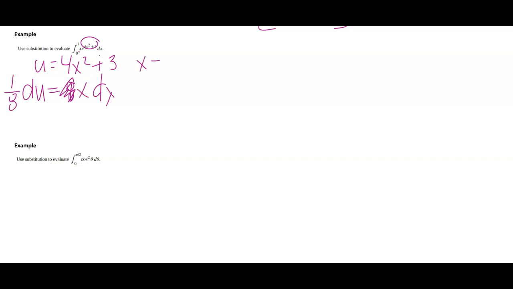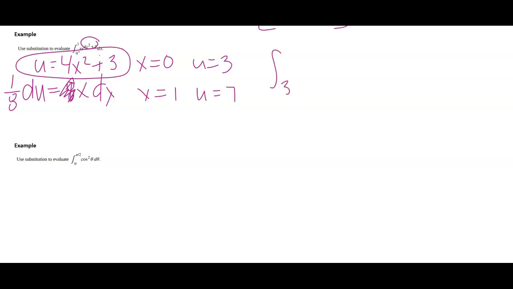Now again, when x equals 0 and I plug that in, u equals 3. And when x equals 1, it looks like u is equal to 7. I'm plugging into this piece right here to find those new bounds. So I'm going to integrate from 3 to 7, e to the u. And then in place of x dx, I'm going to put in 1/8 du.